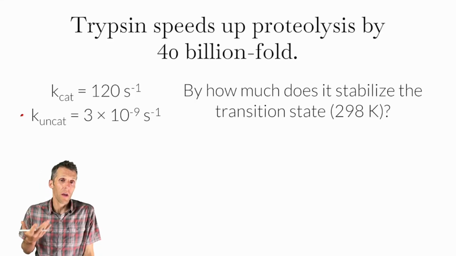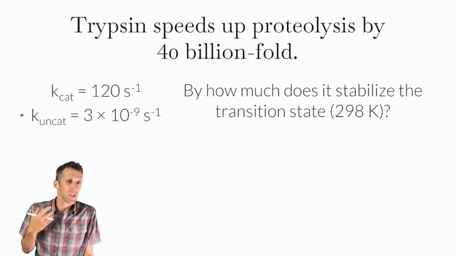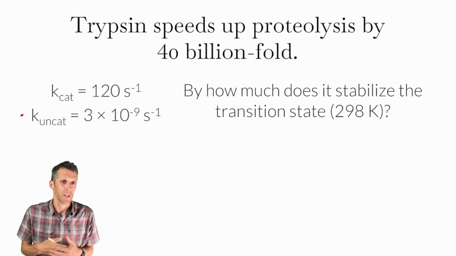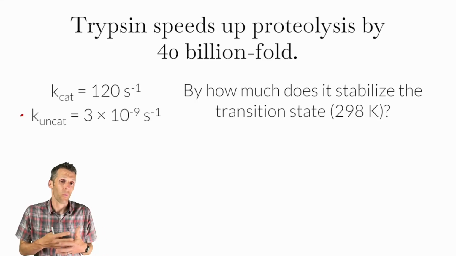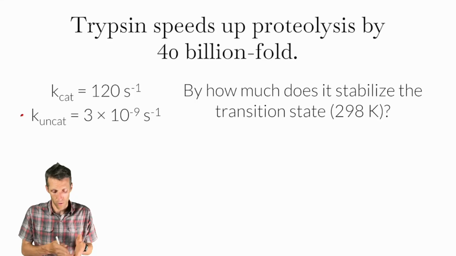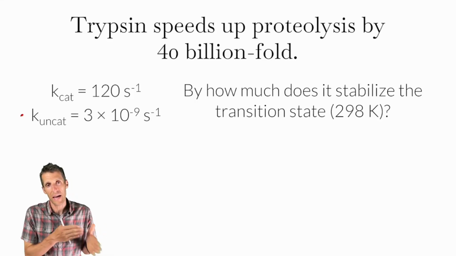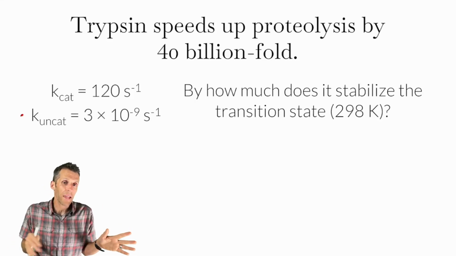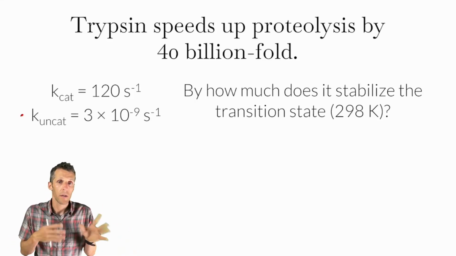This raises the question: we know how much the rate changed, but how much was the change in the activation energy or the transition state energy? If you watched a previous video of mine, I walked through how to relate these to each other. If you want to practice, this is a good chance to do so. You've got k-cat and k-uncat. What was the energy of stabilization required? So maybe you go find a pause button, go do some math, so pause.